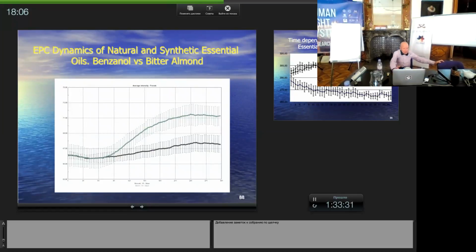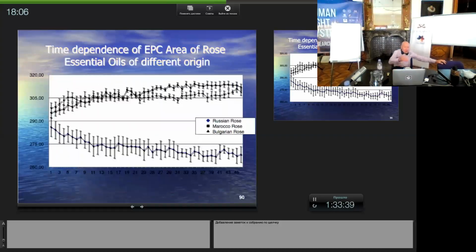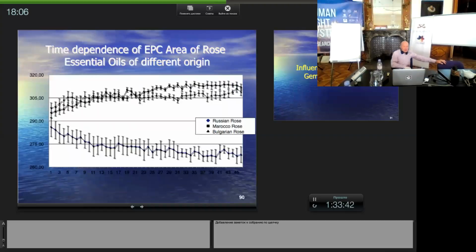Of course, we compared natural and synthetic, organic and non-organic. So there was a difference in most cases. We compared, for example, rose oil from Morocco and Russia, and you see Russian rose oil has an absolutely different type of signal compared with Bulgarian and Moroccan rose oil. So we understand that it's a different species. It's roses, of the same type, but a different species.